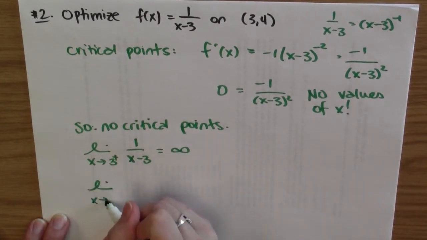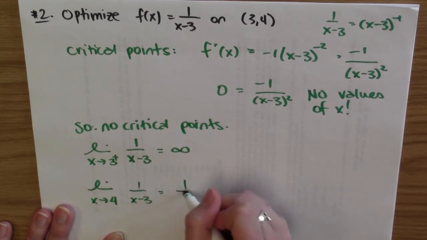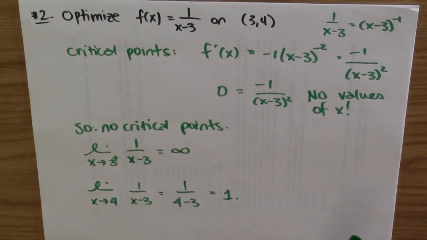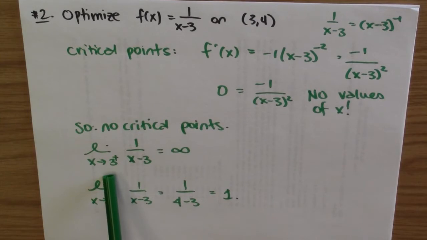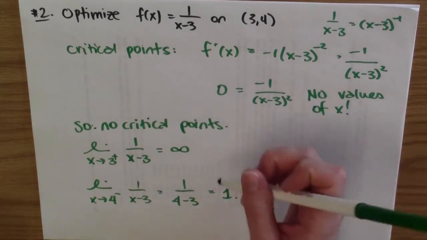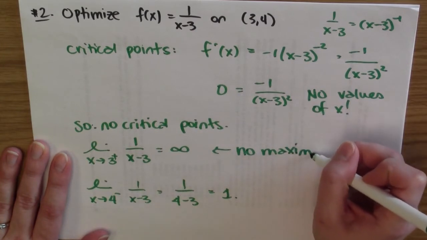The limit as x approaches 4 of 1 over x minus 3, well, that's just 1 over 4 minus 3, or 1. So I think about what's going on this interval. As I get close to 3 from the right, here I technically only want the limit as x goes to 4 from the left, but it doesn't really matter. Here, as I'm going to 3 from the right, I see that the limit is going to infinity, so there's no maximum value.